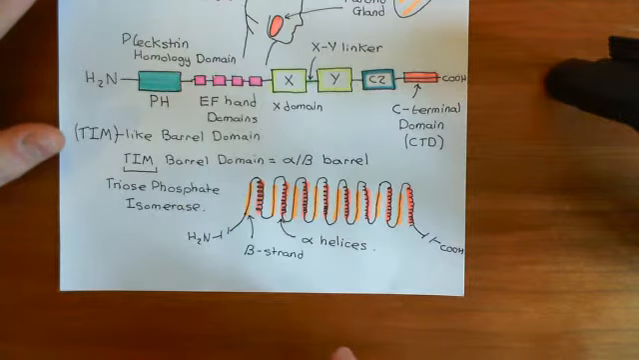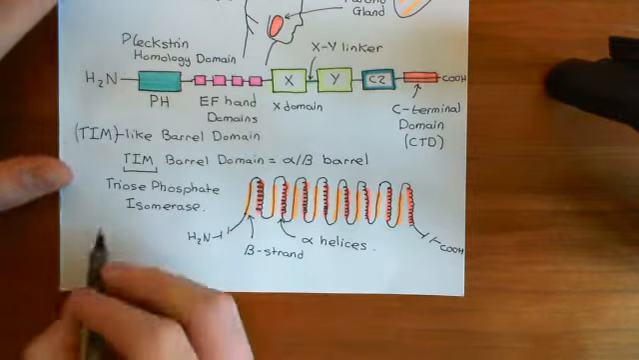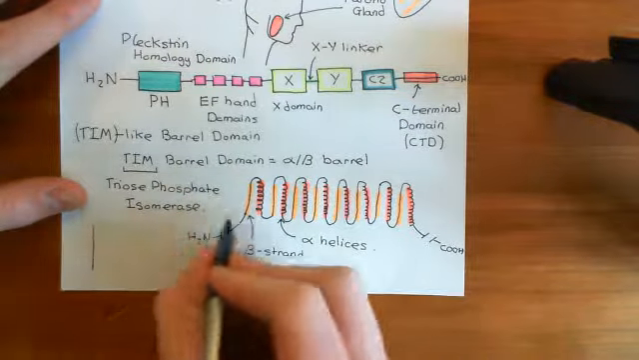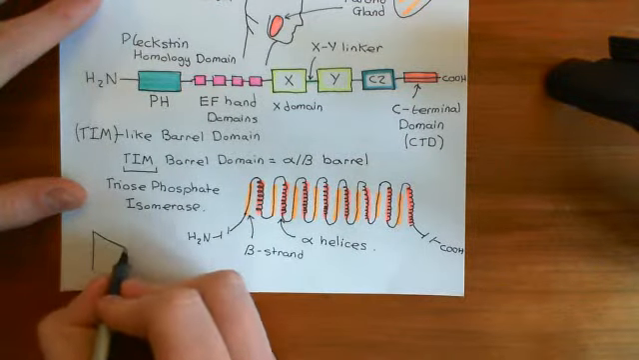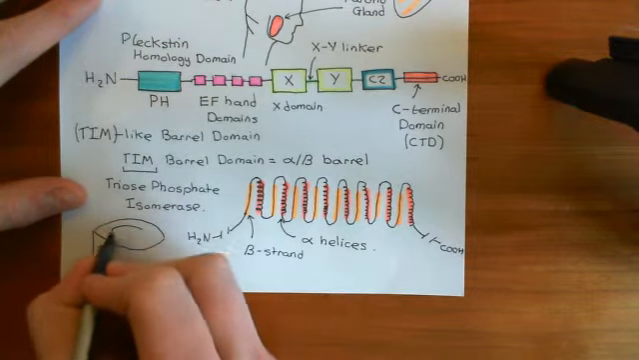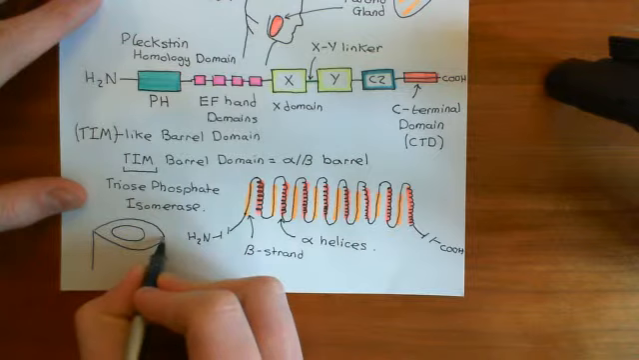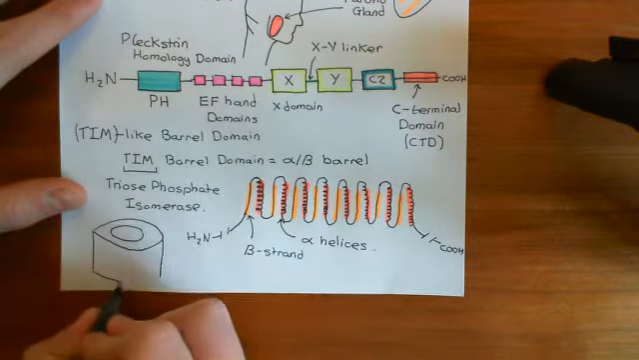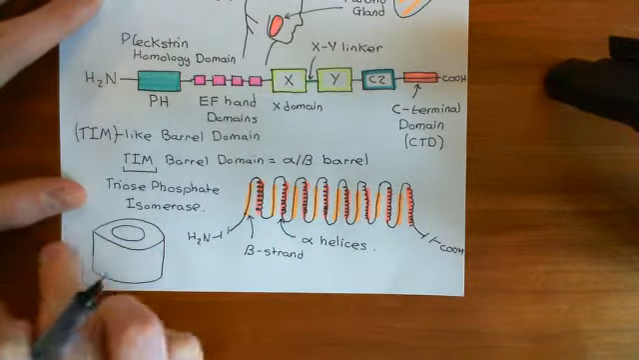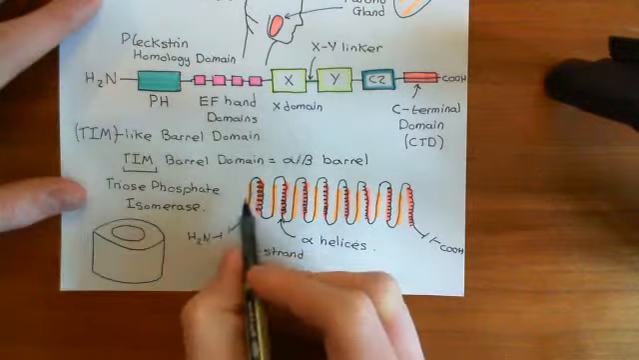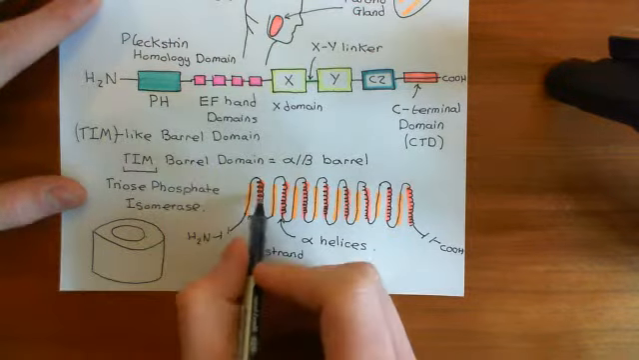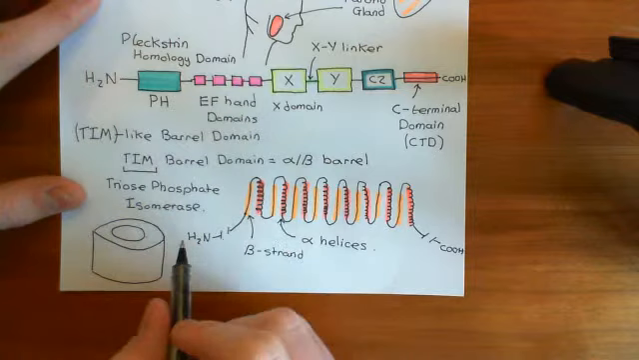Okay, and it would be nice if I could fit this in on the same page. I'll try down here. Okay, so basically this whole structure is going to fold up into a barrel-like structure. Okay, so you're going to get basically something that looks like this. A cylinder-like shape with a hole going down the middle. So the whole thing is going to fold round into this barrel-like shape. And the beta strands are going to be on the inside of the barrel, and the alpha helices are going to be on the outside of the barrel. Okay, so let me show you this.